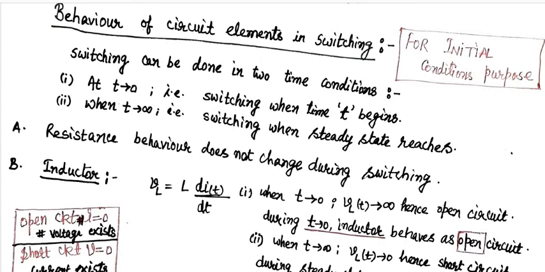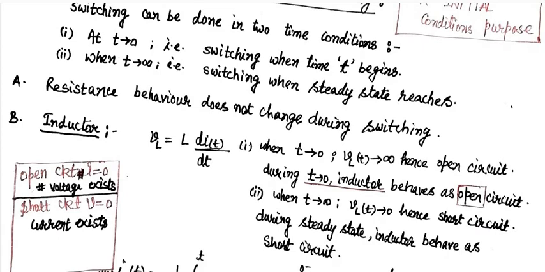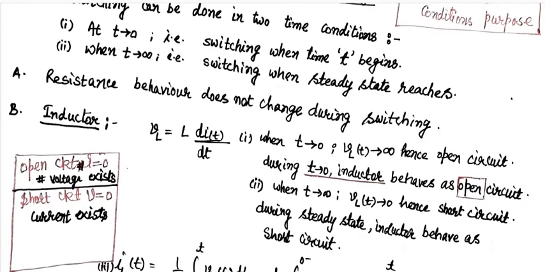Okay, now let me discuss the different circuit elements. The first is resistance. As far as resistance is concerned, its behavior does not change during switching. As you know, the inductor and the capacitor are the two energy storing elements, and they actually provide the transient in the switching condition. Resistance does not change during switching, so resistance will remain the same.